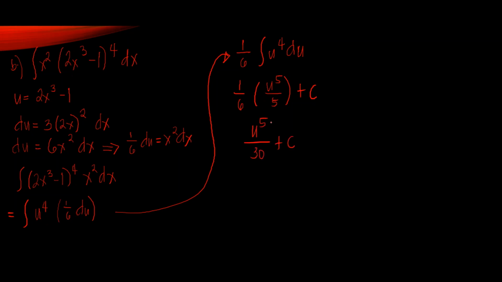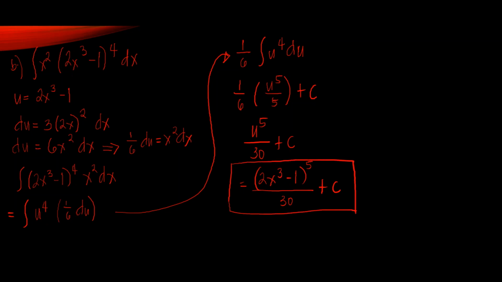Again, gaya ng ginawa natin sa example letter A, let's transform this u into a function of x. So this will be equal to 2x cubed minus 1, that is the value of our u, raised to 5 over 30 plus c. So this is our final answer for example letter B of integration by substitution.